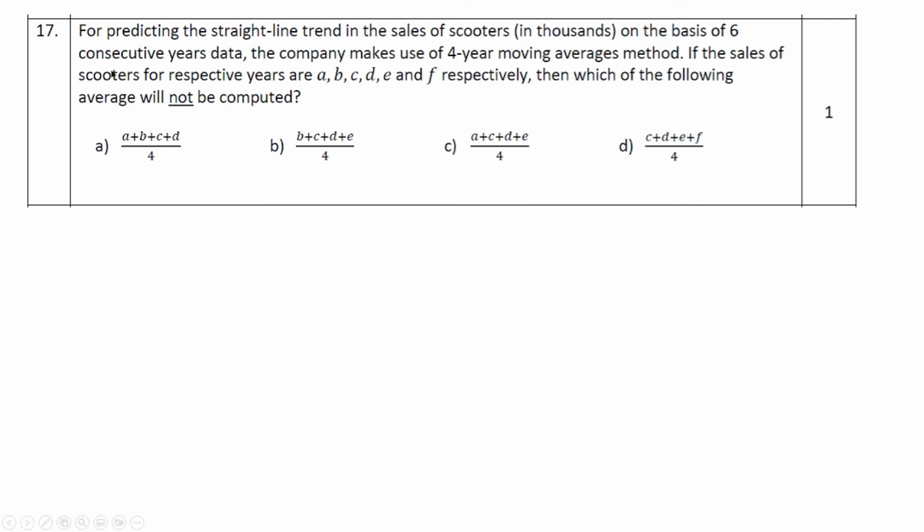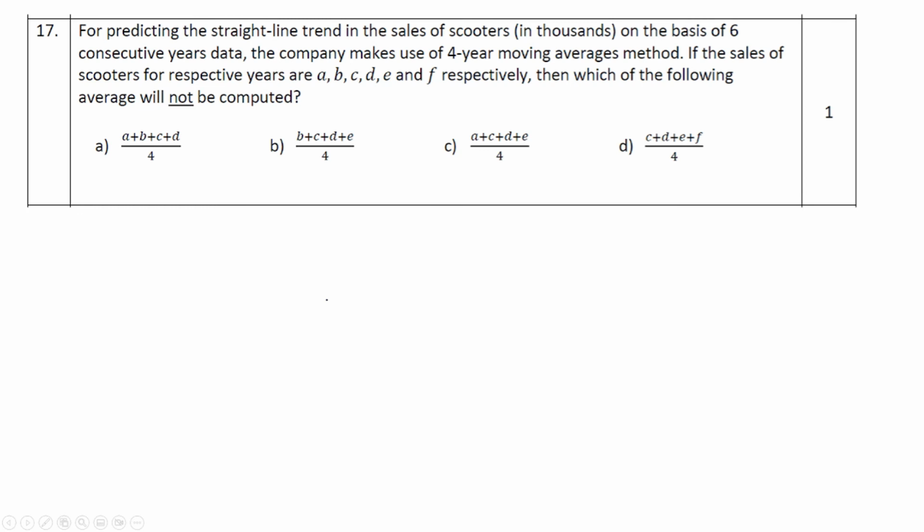Next question. For predicting the straight line trend in the sales of scooters in 1000 on the basis of 6 consecutive years data, the company makes use of 4-year moving averages method. If the sales of scooters for respective years are A, B, C, D, E and F respectively, then which of the following average will not be computed? So we need to find the option in which the average will not be computed.